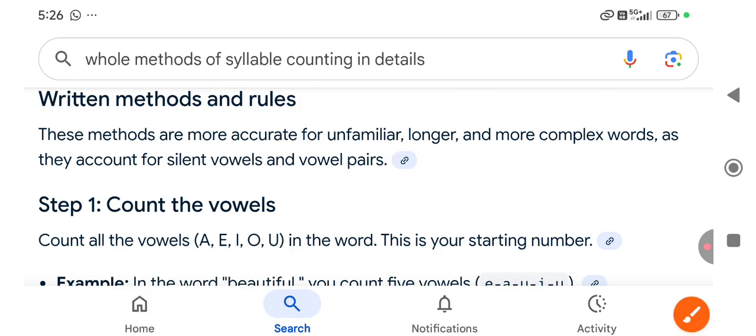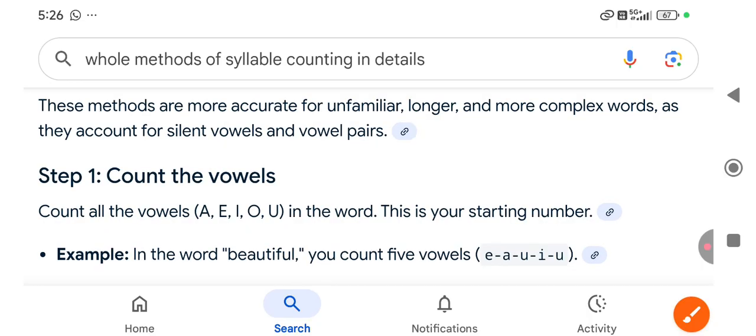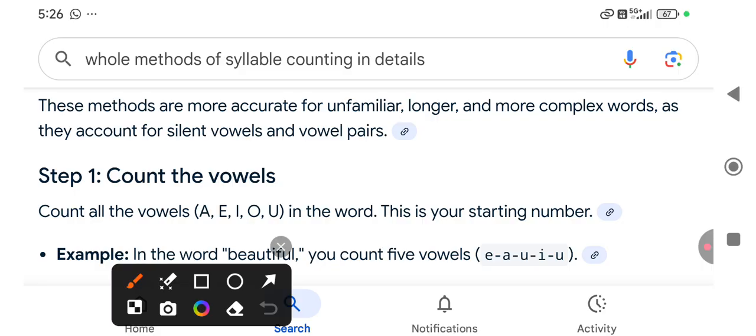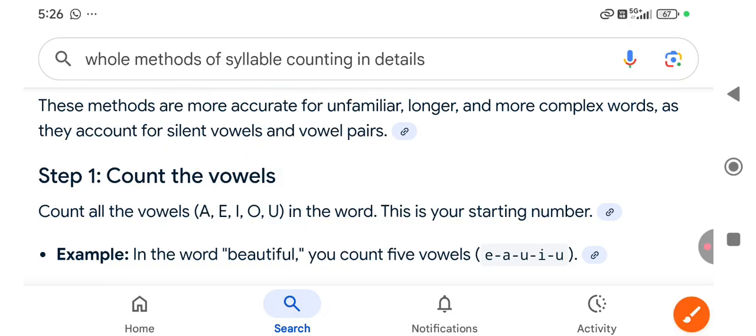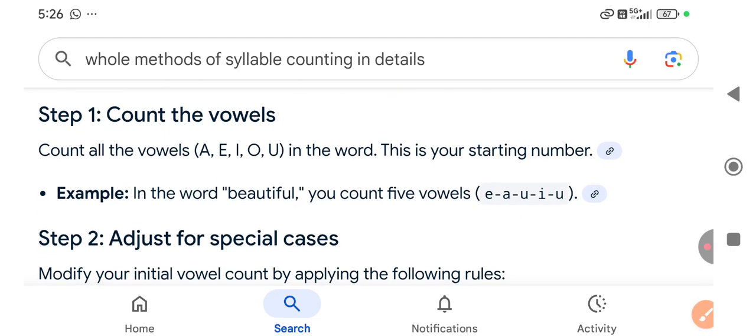What are they? Let us see. They account for silent vowels and vowel pairs, right? Actually, these methods are mainly very useful for silent vowels, where vowels are silent, and sometimes vowel pairs. We had already discussed this a little, but now let us see first where some vowels are silent and some vowels are in a team or in a pair, which is called a vowel team or vowel pair, right?